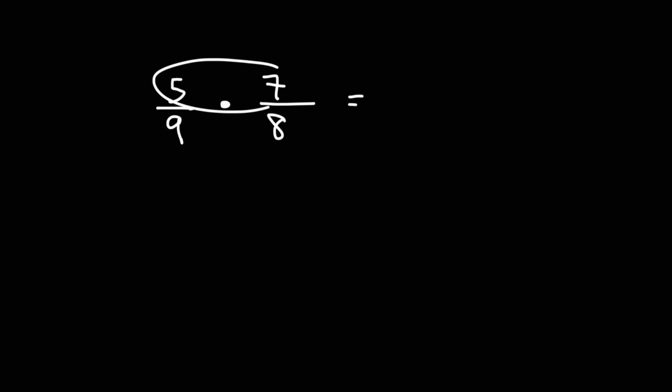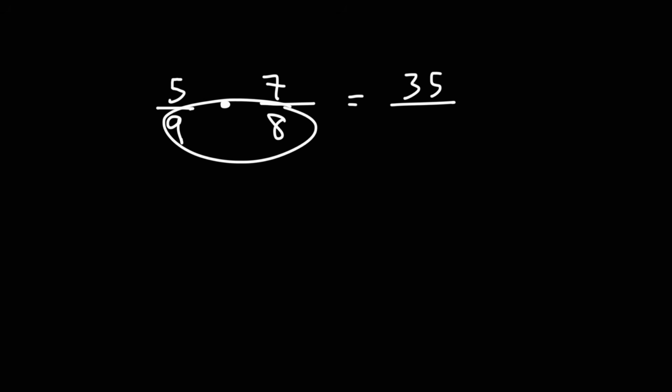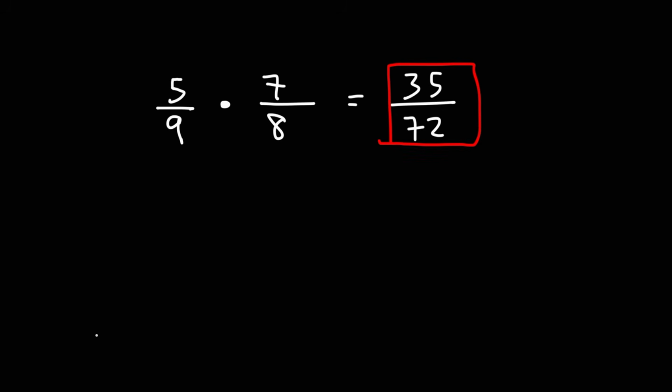Now let's try another example. Let's say we have 5 over 9, and we wish to multiply it by, let's say, 7 over 8. Go ahead and try that. So this is going to be 5 times 7, which is 35, divided by 9 times 8, which is 72. So our final answer is 35 over 72.